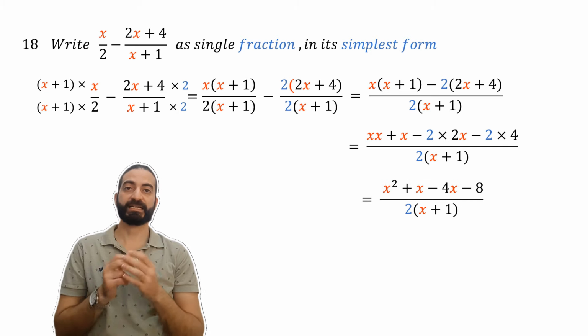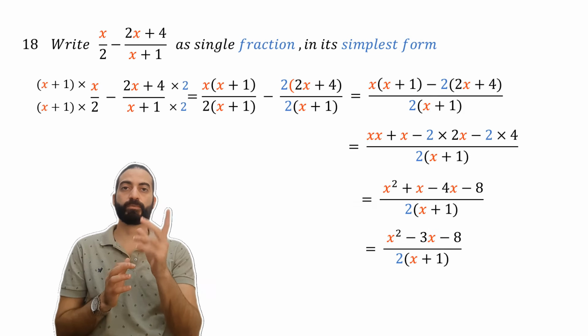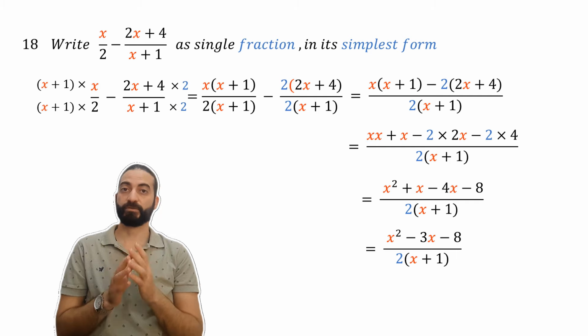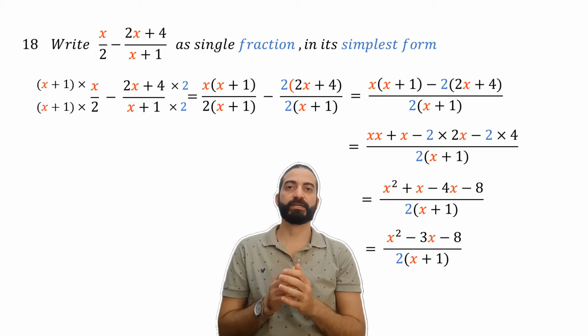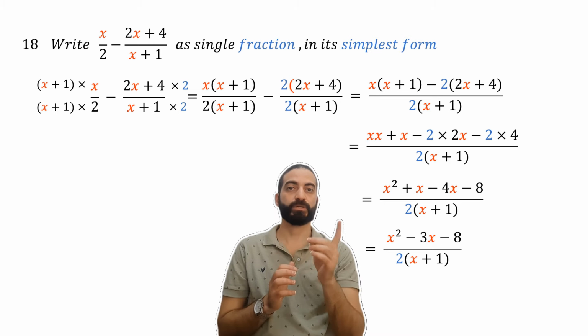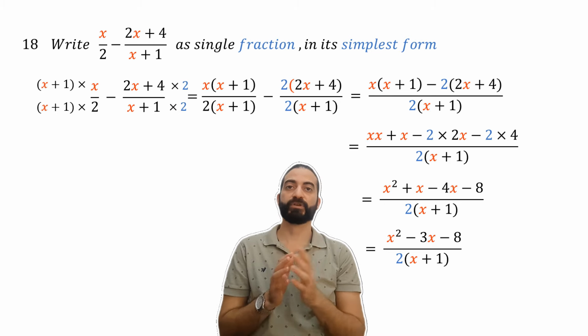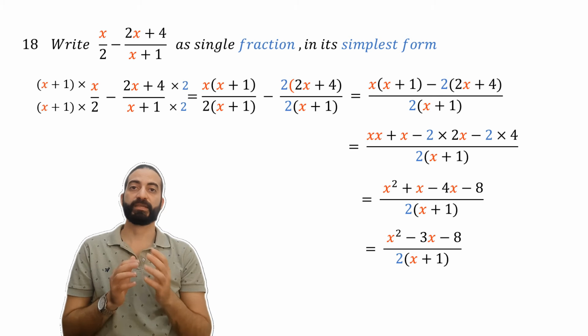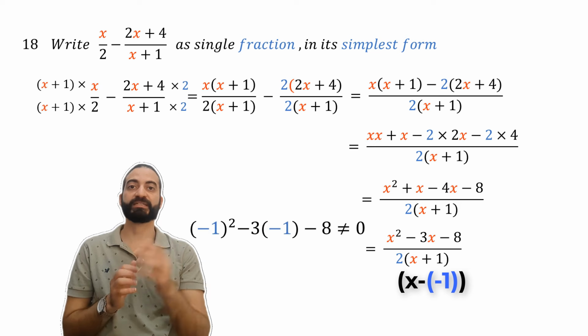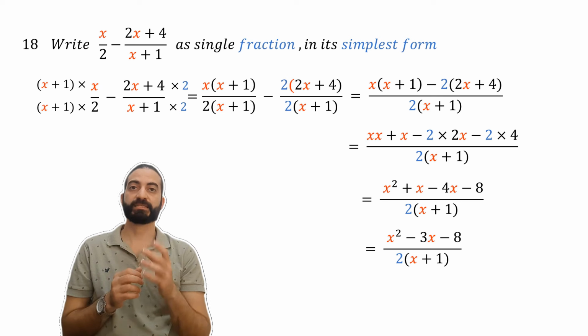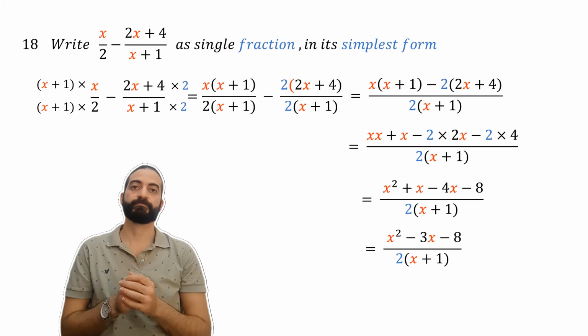equation. But we must ask ourselves, if we convert the quadratic equation to factorized form, will x plus 1 appear in the numerator like the denominator? Because if we have x plus 1 in the numerator, in this way we can simplify. But x plus 1 will not appear in the numerator if we convert it to factorized form. The reason is that minus 1 is not a root of the quadratic equation. In this way, we have confirmed that this is the final answer.